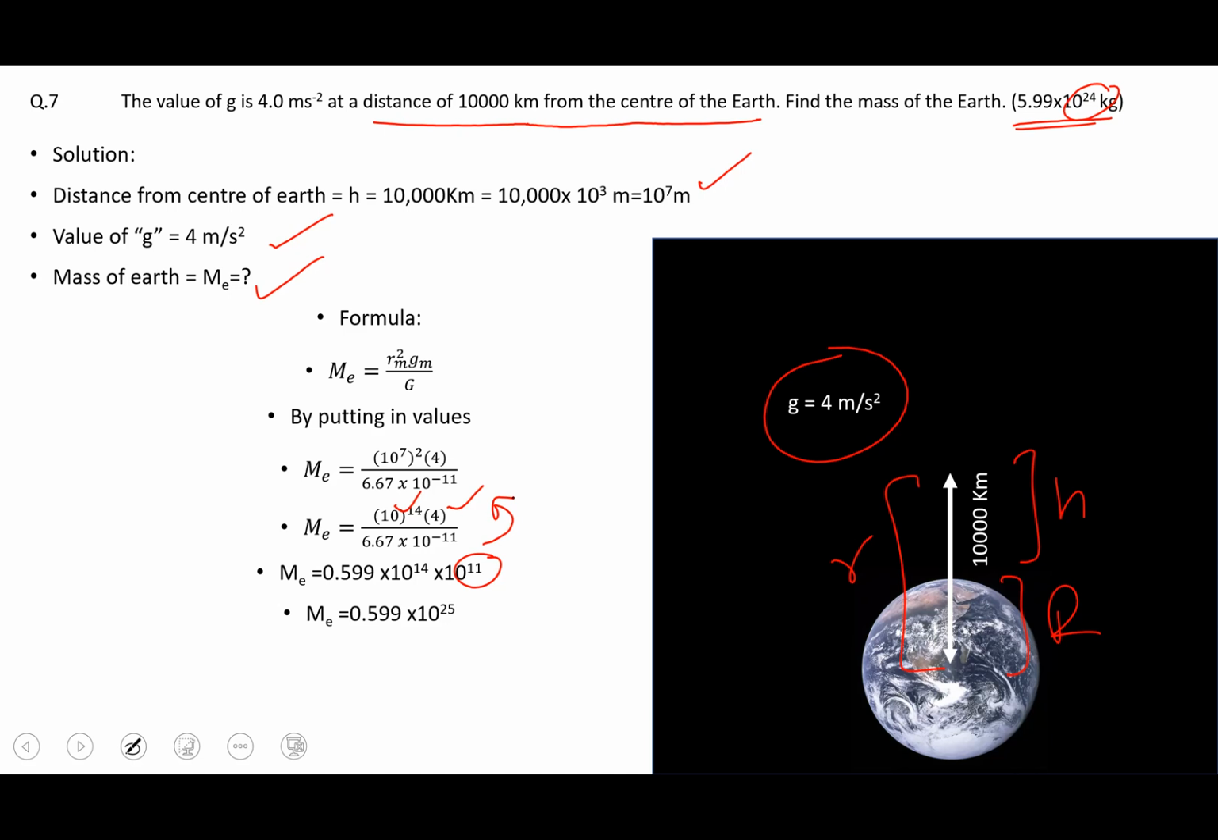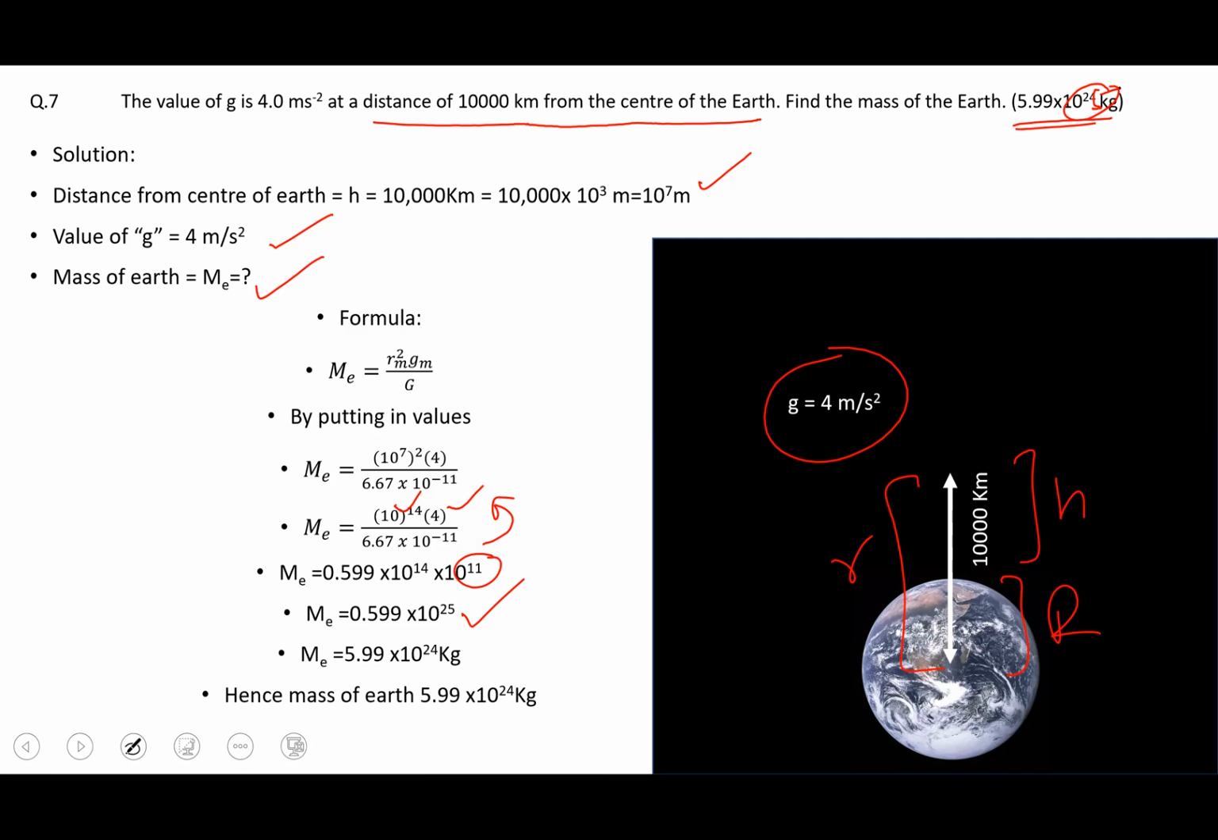by simply 6.67. So it is 0.599, which is correct, and all the other things are basically correct. So this is the right answer. ME is equal to 0.599 into 10 to the power 25. So this you have to correct. It is 25. The mass seemed to be more as compared to before when it is taken 10,000 kilometers away from the surface of the Earth.